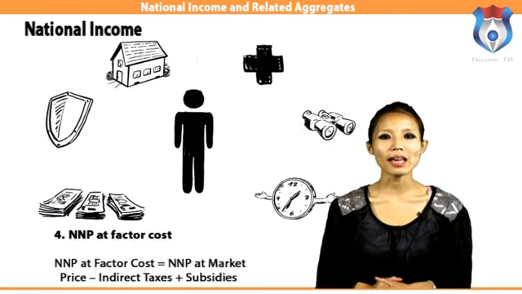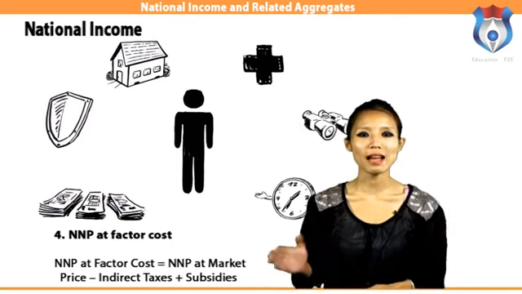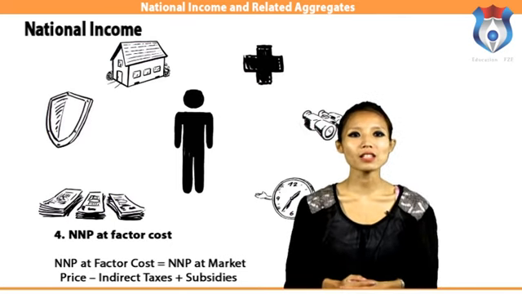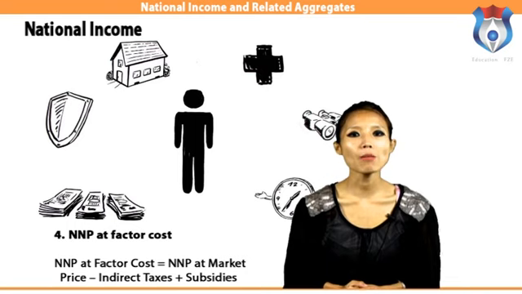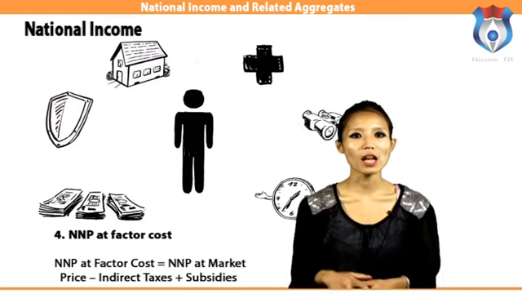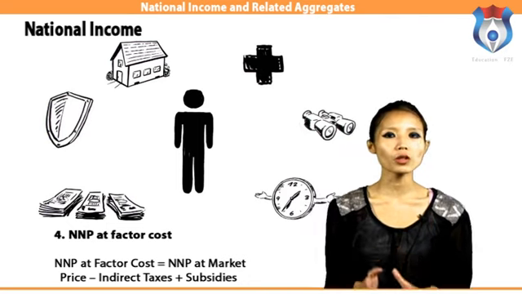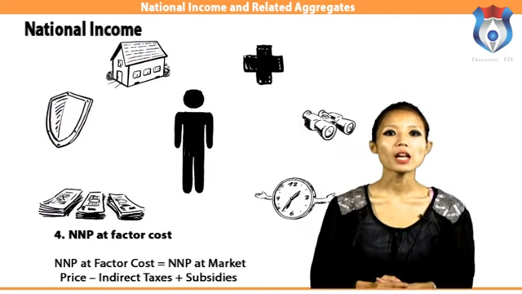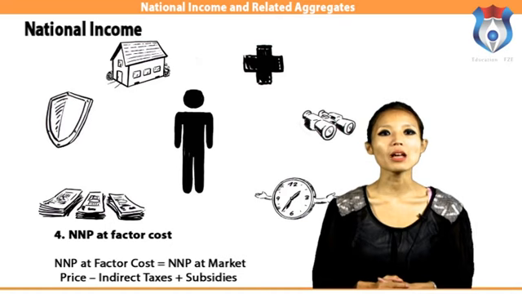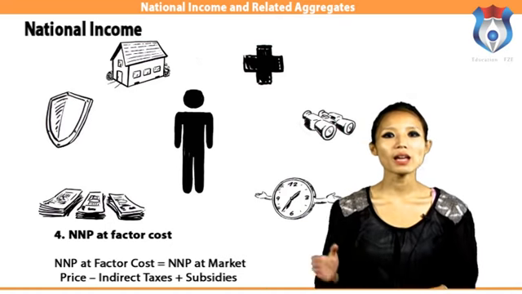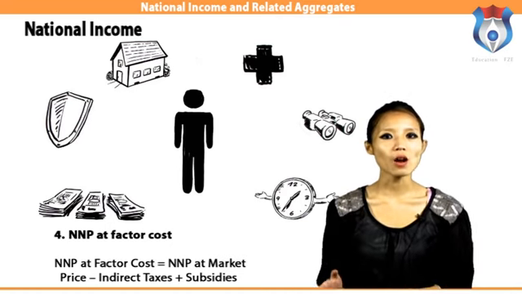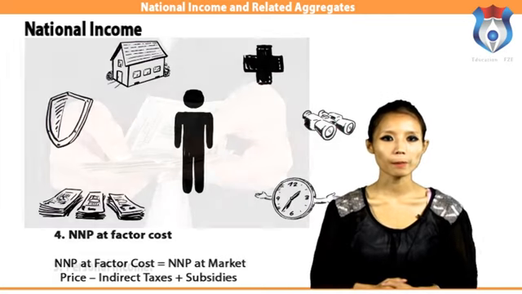Net national product, NNP, at factor cost, national income. NNP at factor cost or national income is the sum of wages, rent, interest and profits paid to factors for their contribution to the production of goods and services in a year. It may be noted that NNP at factor cost is NNP at market price minus indirect taxes plus subsidies.